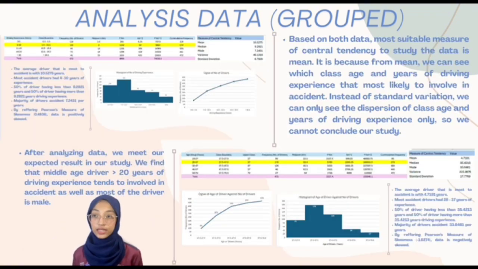Based on both data, most suitable measure of central tendency to study the data is mean. It is because for mean, we can see which class age and years of driving experience that most likely to involve in the accident. Instead of standard deviation, we can only see the dispersion of class age and years of driving experience only, so we cannot conclude our study.